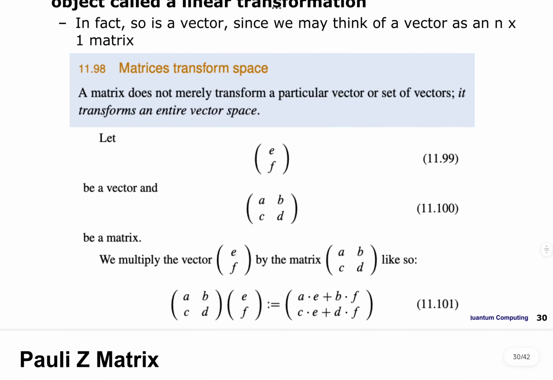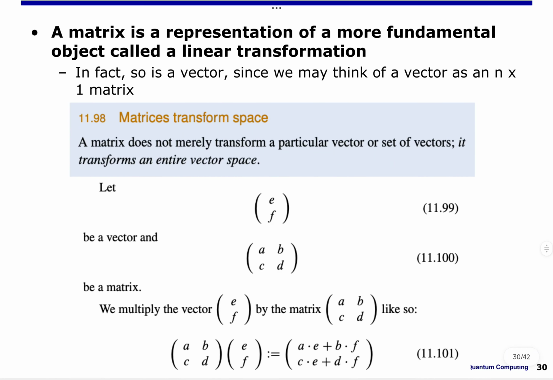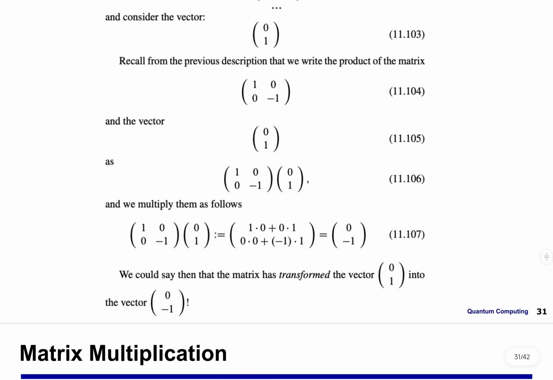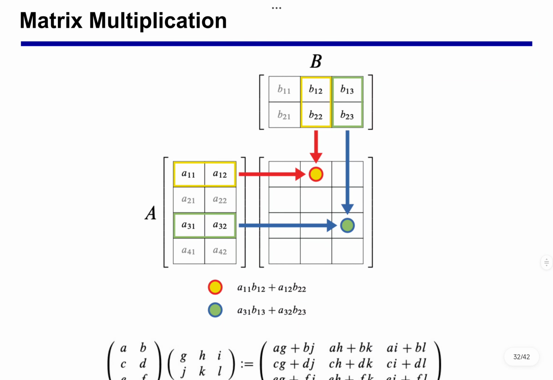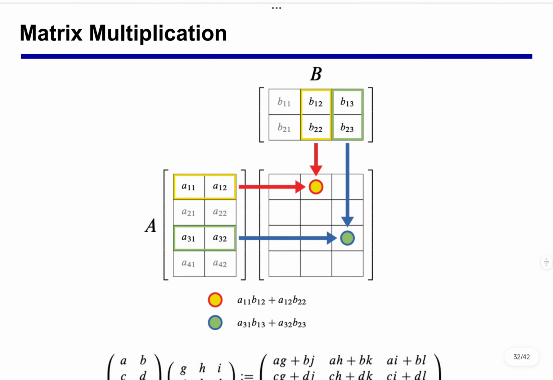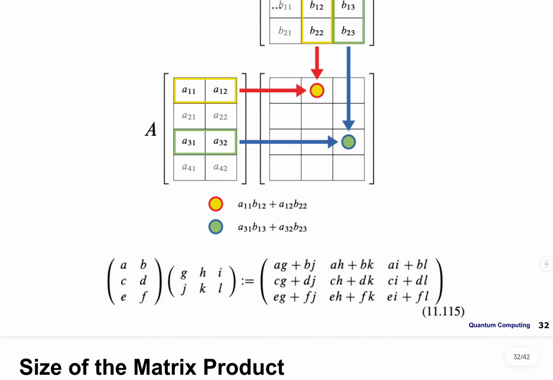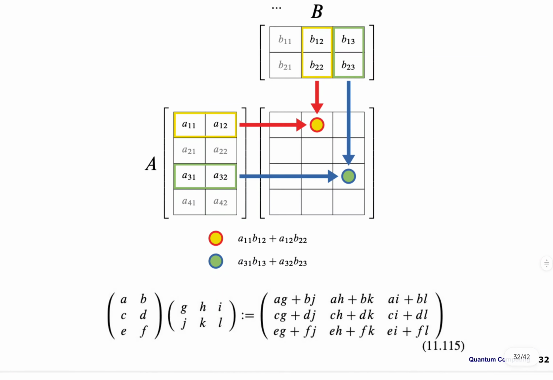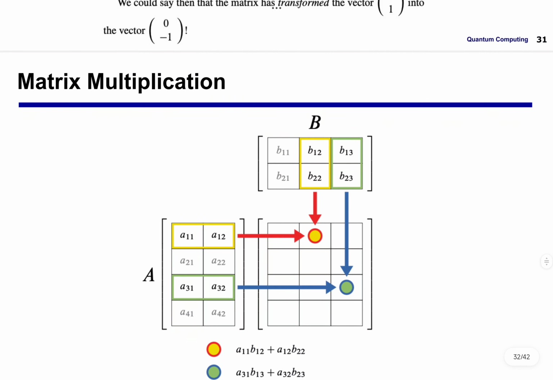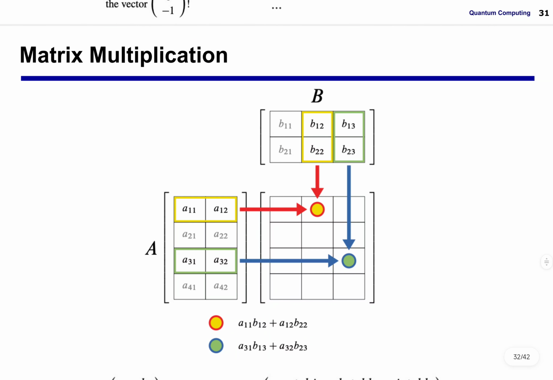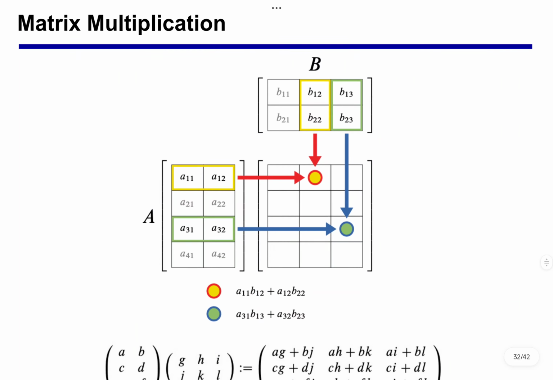What does a matrix transform in space? A matrix is a more fundamental object than a linear transformation. Linear transformation, matrix multiplication means that we can do some transformation between matrix and matrix.